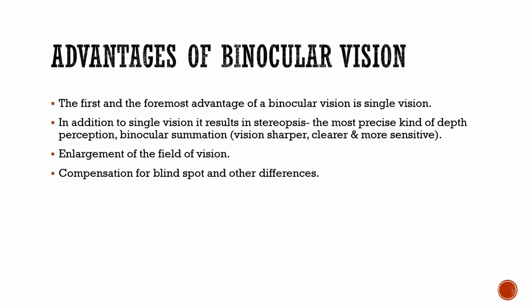So what could be the major advantages if an individual has binocular vision? The first and foremost advantage is that the individual gets single vision. The next is that vision gets sharper, clearer and more sensitive, and very detailed information can be perceived. There is also enlargement of the field of vision, as using both eyes gives a larger field of view, and even the blind spot and other differences can be easily spotted.